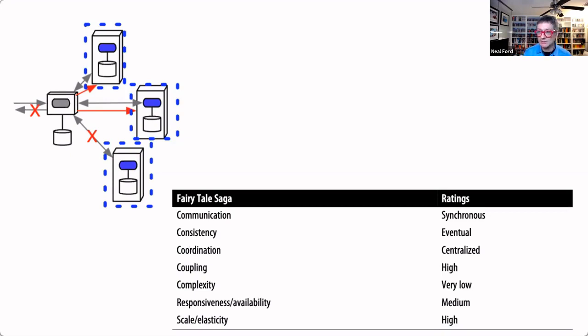Very low complexity. Very easy to think about this because transactionality is easier, synchronous is easier, and mediation is easier. So that's the lowest value for complexity. This is the easiest thing to reason about. Responsiveness is medium and scale and elasticity is high.